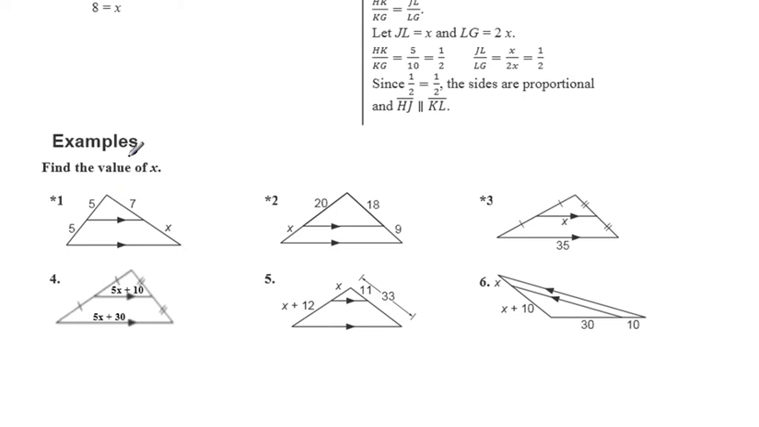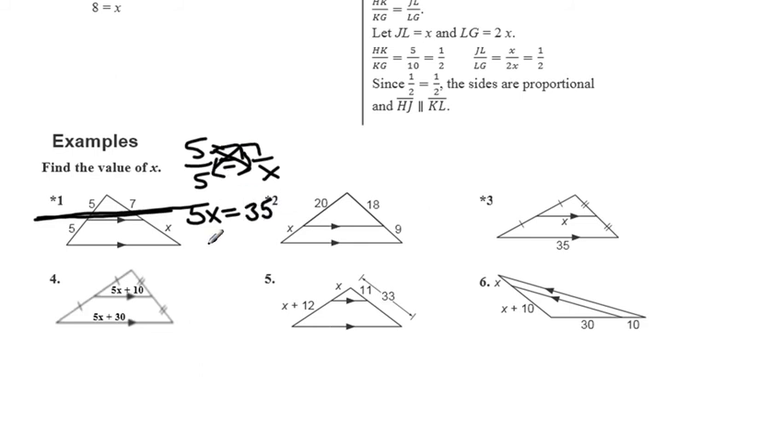Okay, number 1, remember that if these two lines are parallel, then we think of them as a fraction bar because they divide the triangle into proportional parts. So we can say that 5 over 5 equals 7 over x. Cross multiplying, we get 5x equals 7 times 5, which is 35. Divided by 5, we get x equals 7.